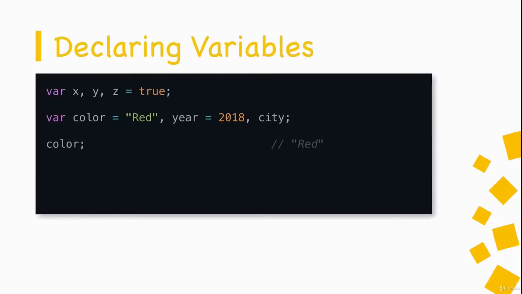And of course, you can double check the value of a variable anytime by typing in the name. In this case, typing in color gives us the string red because that's the value we assigned it. Typing in year gives us the number 2018 because that's the value we assigned it in the previous statement. And typing in city gives us the value undefined because we haven't assigned a value to the variable city yet.